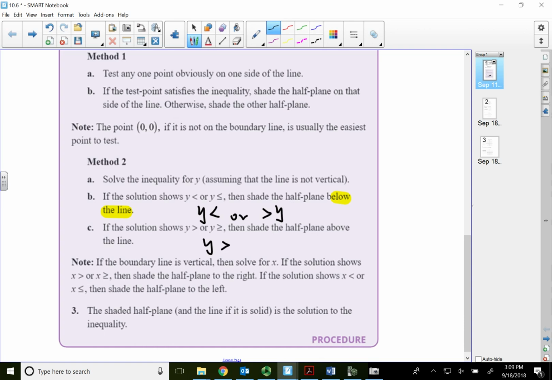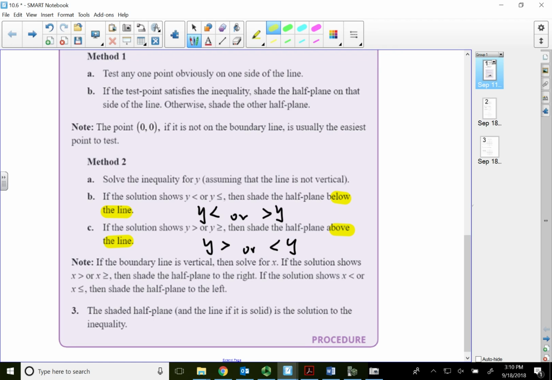If it says y is greater than, remember, reading from the variable: if I write my equation of the line in slope-intercept form, I'm solving for y, so read from the variable y. If y is greater than, then we shade above the boundary line. If the boundary line is vertical, then solve for x. If x is greater than, then we shade to the right. If x is less than, then we shade the half plane to the left.